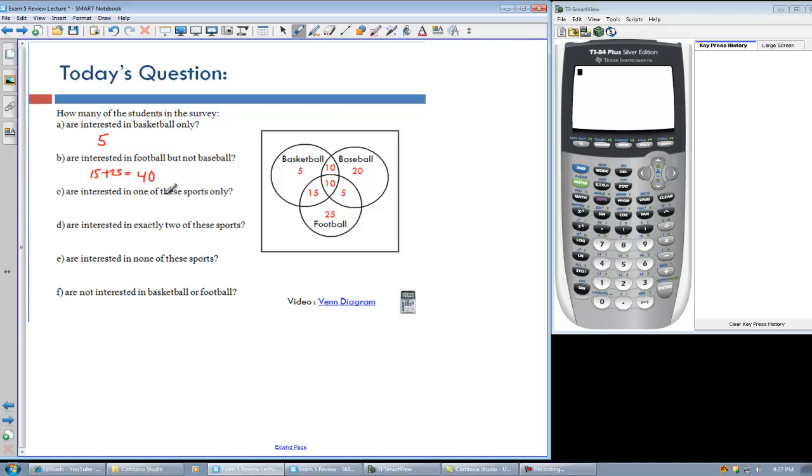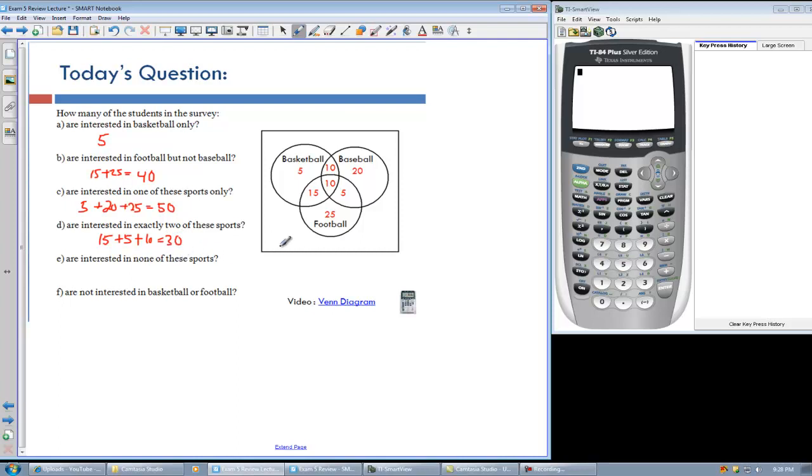Interested in just one of these sports, right? So 5, 20, and 25, right? So 5 in just basketball, 20 in just baseball, and 25 in just football. All right, so that's 50. Are interested in exactly two of these sports. Okay, so that's this number here, 15, 5, and 10. So we have three numbers, 15, 5, and 10. And so that gives me 30 people.